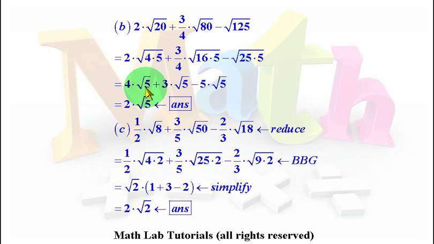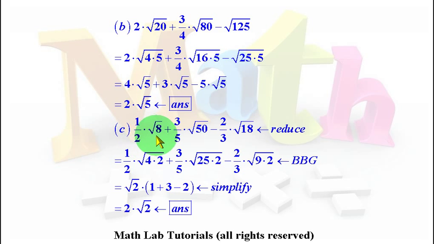Now, they all involve root 5, so they're all bad guys. And then you can either use backward bin gathering, or you can use the little apple trick. We have 4 apples plus 3 apples minus 5 apples is 7 minus 5, which is 2 apples. So we get 2 root 5. Let's go on to part C.